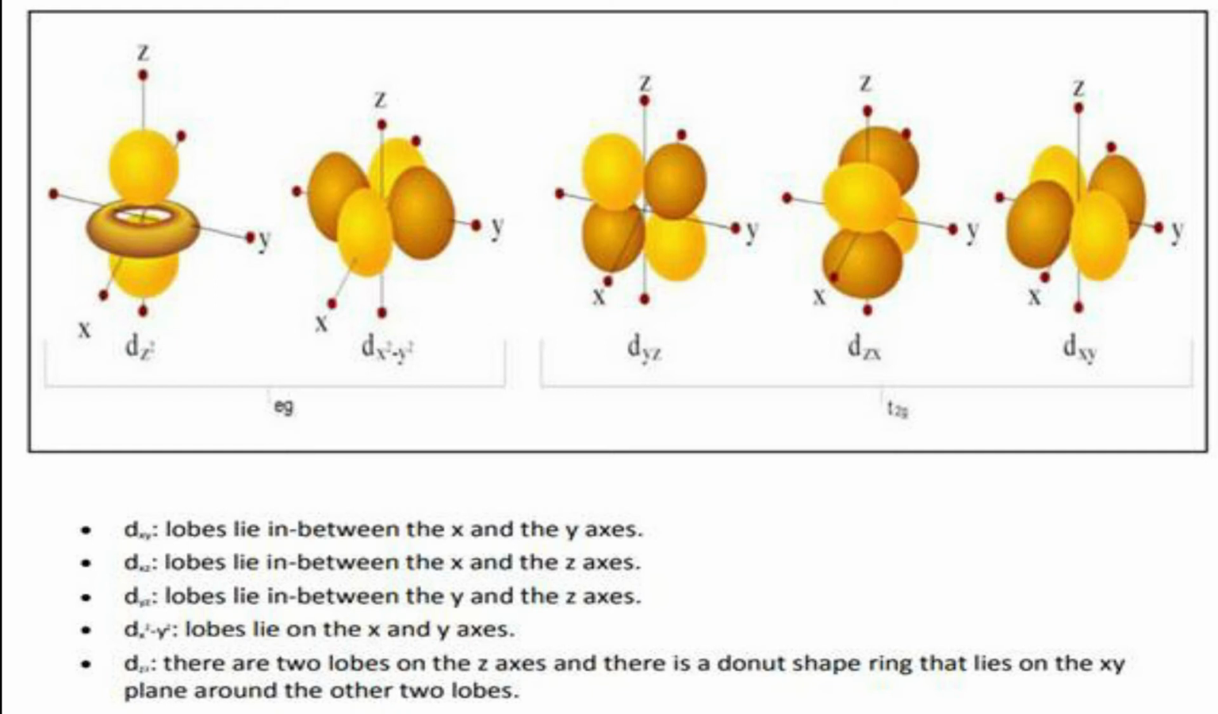It's a representation of all 5 d orbitals. First one, the dz square orbital, where lobes are along the z axis and a donut-shaped ring is there in the xy plane. Second is the dx square minus y square orbital, where lobes are perfectly along the x and y axes. So these two orbitals, dz square and dx square minus y square, are axial orbitals. It is a doublet. Therefore, it is represented by the symbol small e.